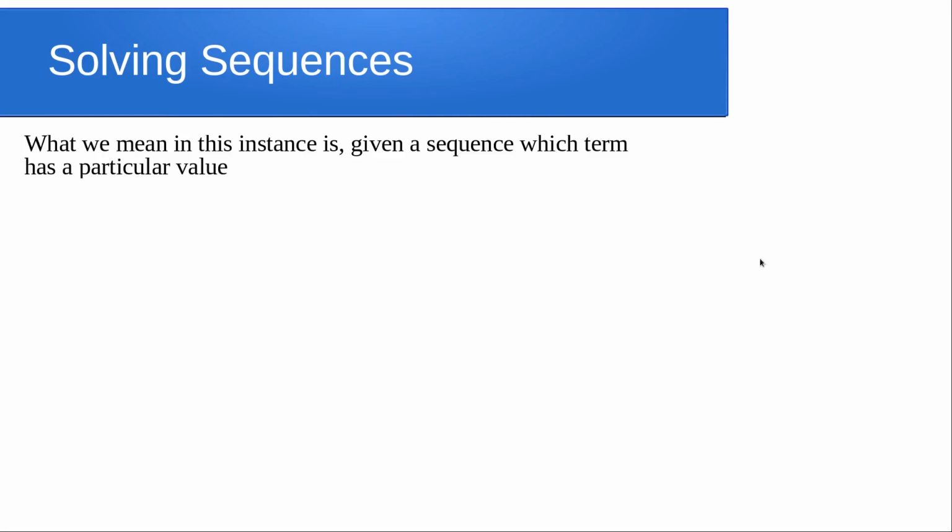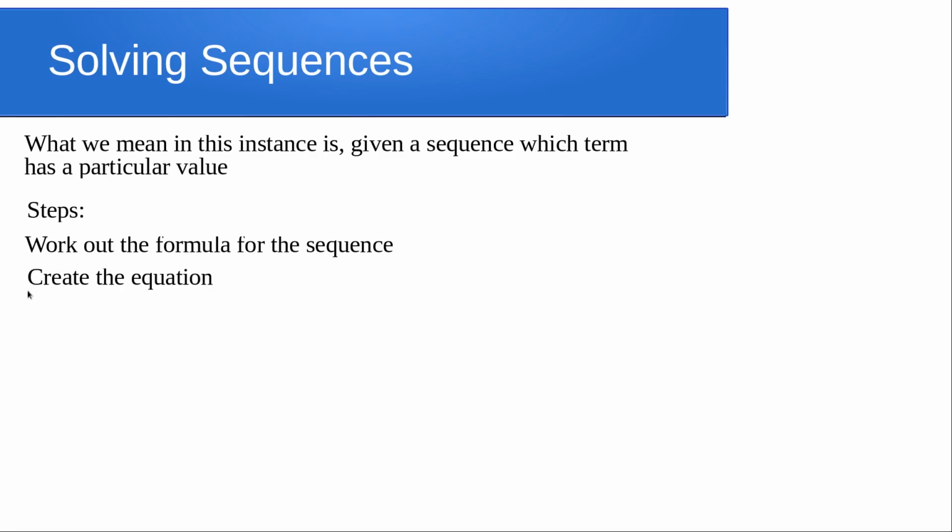In this video we're going to look at solving sequences. It's a bit of a grand term. What I really mean is when we have a sequence and we want to find out when a particular value occurs. So what are the steps we're going to have to go through? Well, first of all we have to work out the formula for our sequence. Once we know the formula for our sequence, we're going to create an equation using this particular value and the formula, and then we're going to solve the formula to find out the term position for that particular value.